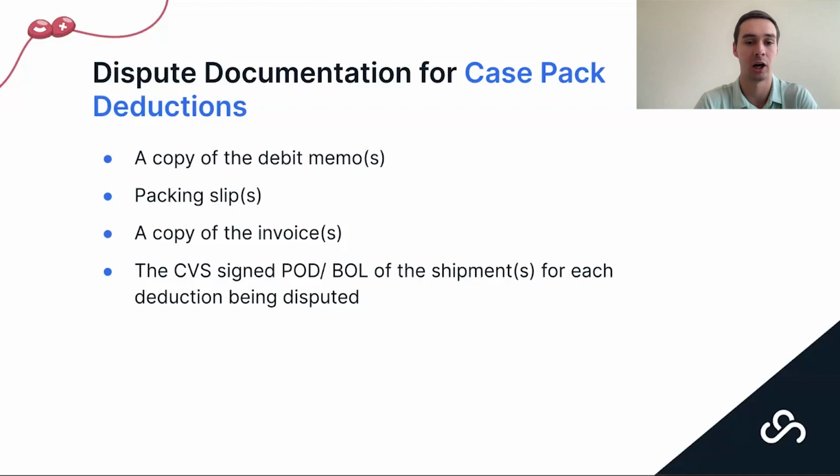So once again, a copy of the debit memo from Image Silo, packing lists or packing slips, which are sometimes included with BOLs, so keep that in mind. And then they ask for a copy of the invoice again. And then, of course, proof documentation like the POD, proof of delivery, or BOL, bill of lading, from each shipment that is being disputed here. So definitely keep those all in mind with case pack. These are less common than shortages, but you still see a good number of them. And I would definitely strive to have all these documents if you're disputing case pack.